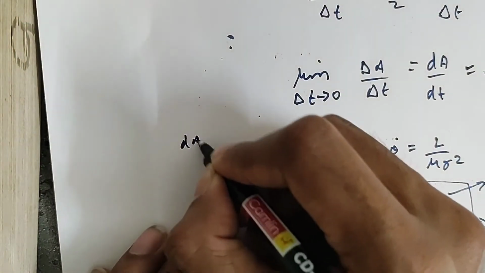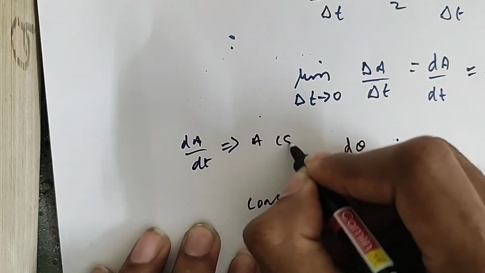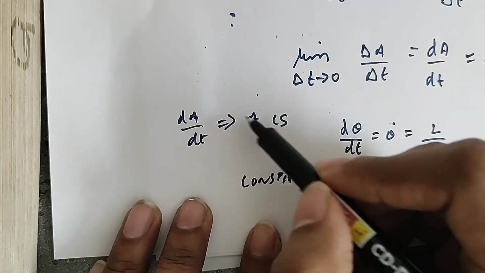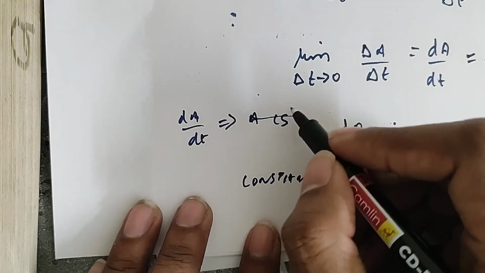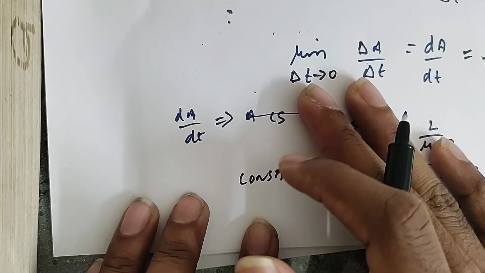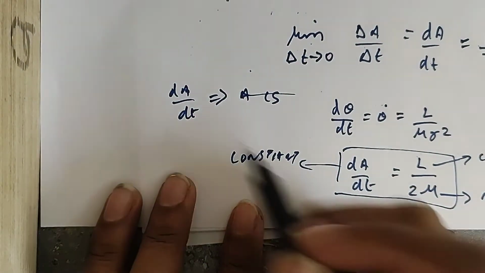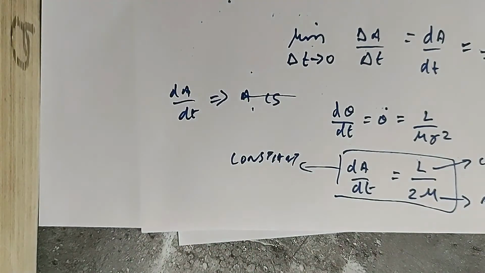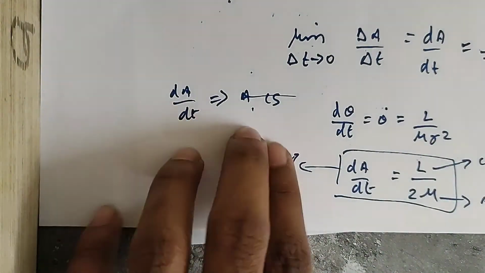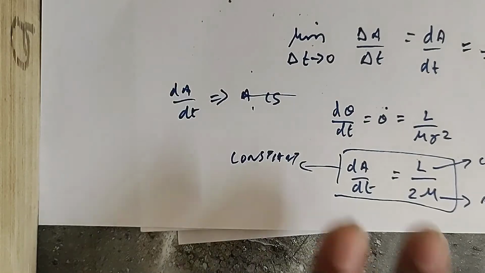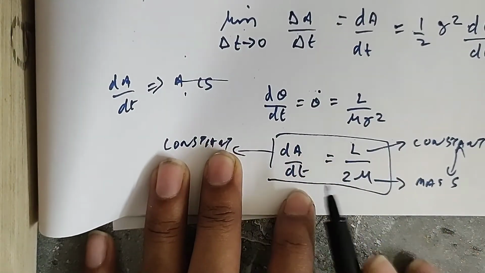So the derivative of area being a constant implies that the rate of change of area with respect to time is constant. My A is area, and dA by dt is the rate of change of area, so the rate of change of area with respect to time is constant. You see the role played by this equation, d theta by dt. It's amazing.